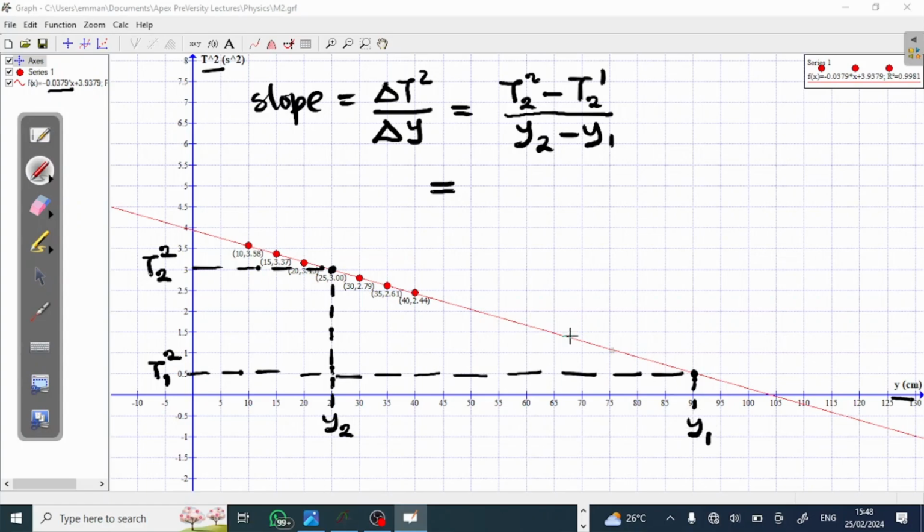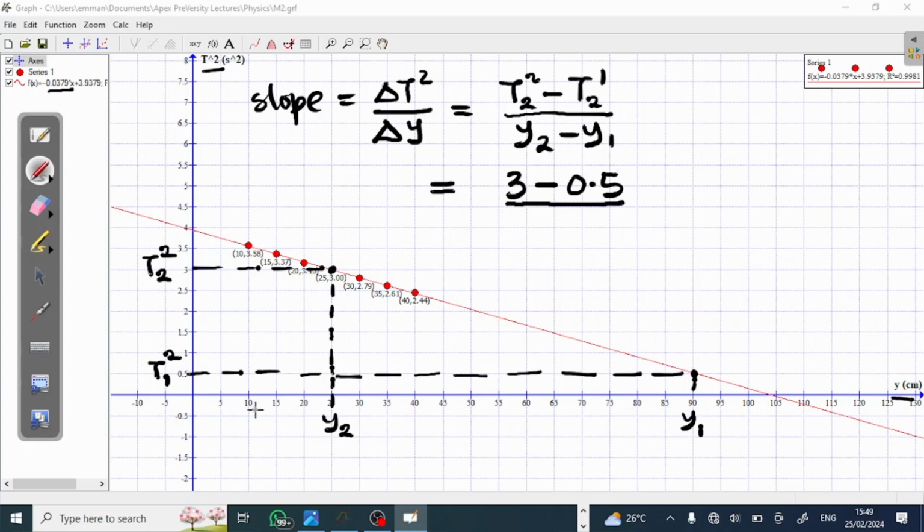What do you have here? If I trace this, let me get this. Okay. So here becomes the value of Y1. So if I should get this T2 squared, this one here, we can see this as 3. That becomes 3 minus T1 squared, which is here, is 0.5, 0.5 all over Y2 minus Y1.